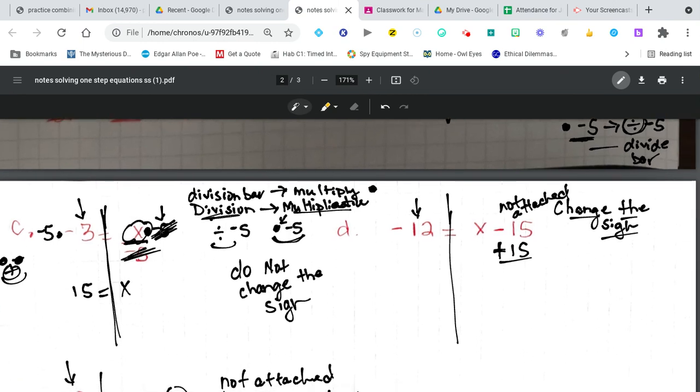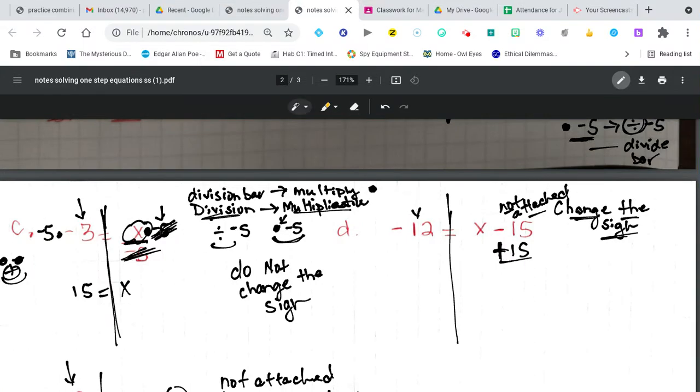All right, on D, that 15 was not attached. So if it's not attached, remember, all we're doing is changing the sign. So -15 changes to positive 15. But if I do it on the left, I also have to go on the right and do it. So I can't just put plus 15 on the left, on the right, excuse me. I did that backwards.